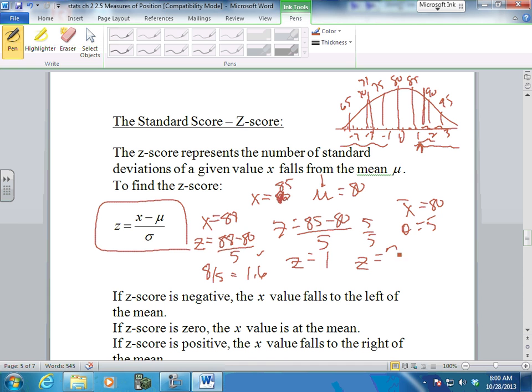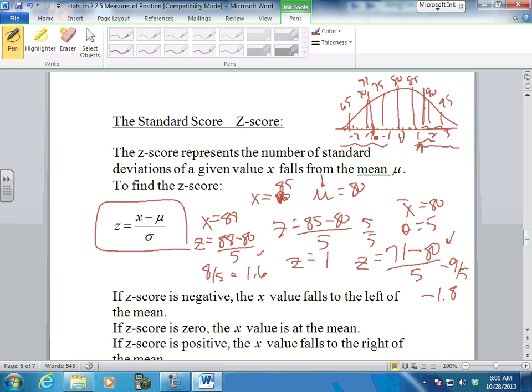If we take 71 minus your mean over your standard deviation, there's your negative number right there. Your mean is higher than the number we need, so this is going to come out negative. Negative 9 over 5 will give you negative 1.8. Good? Okay, so now, here you are, negative 1.8.